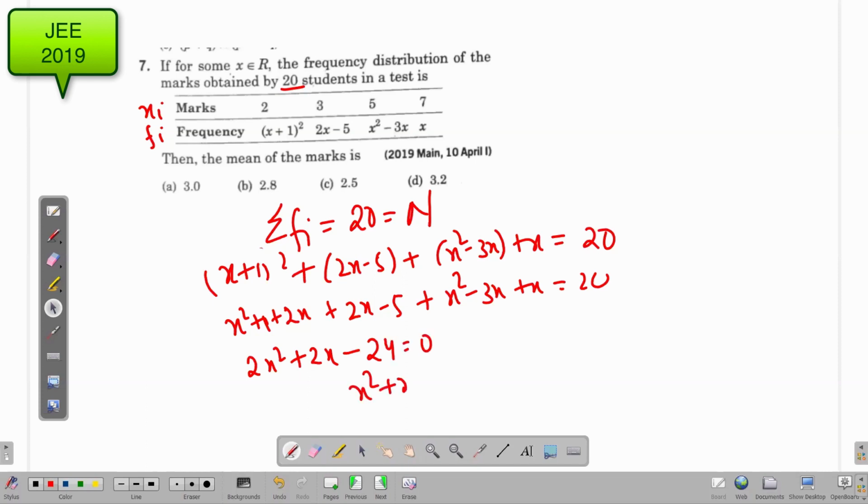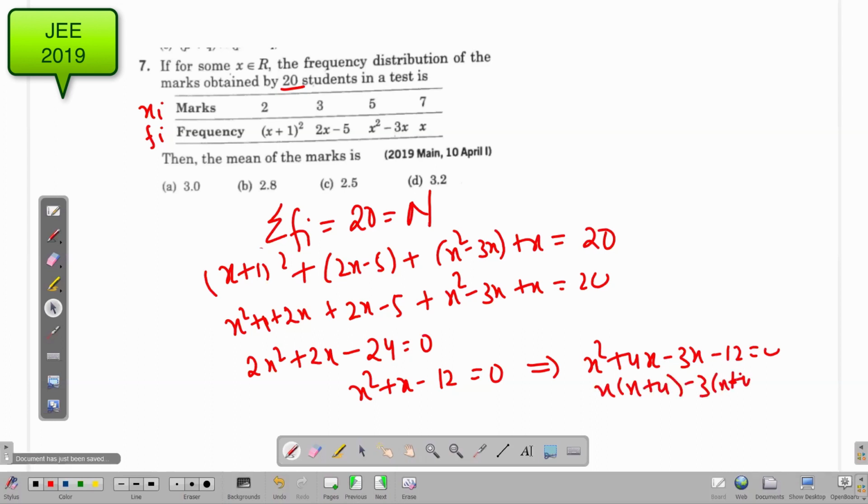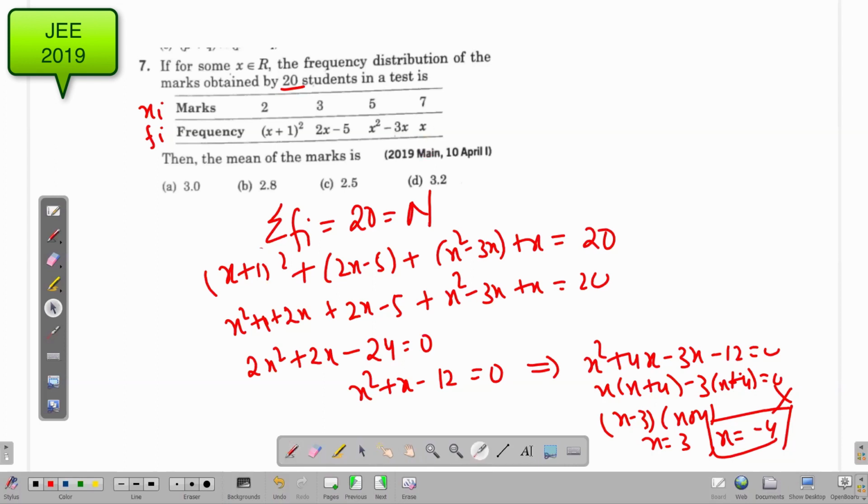So this is my quadratic equation, and if I solve this, I get two values of x, and those two values are x equal to 3 and x equal to minus 4. I neglect this value because this is a frequency, that is the number of students, which can never be negative. So my x is here 3.